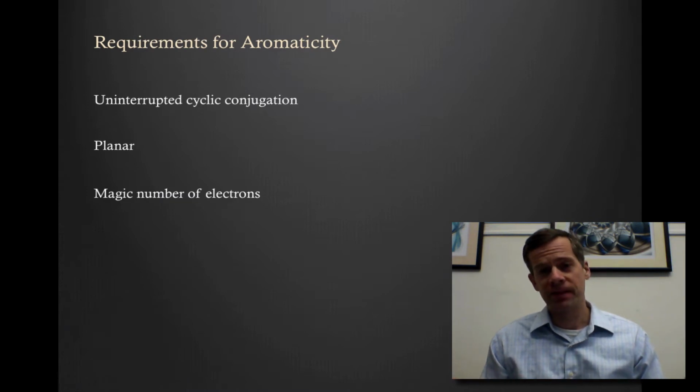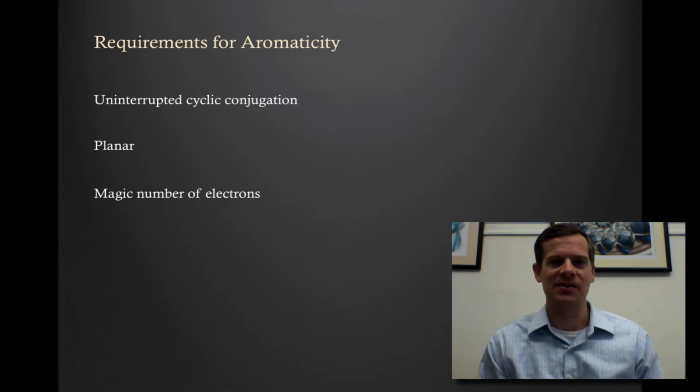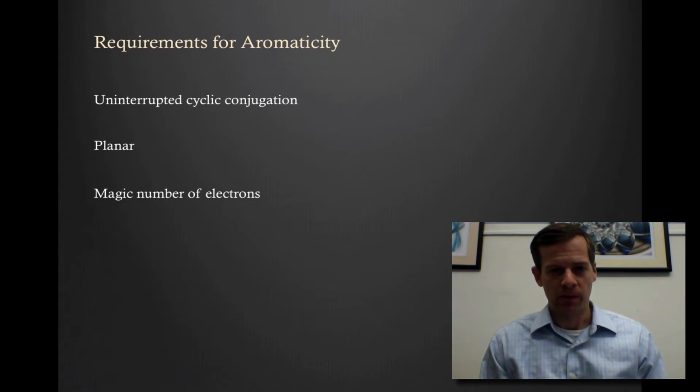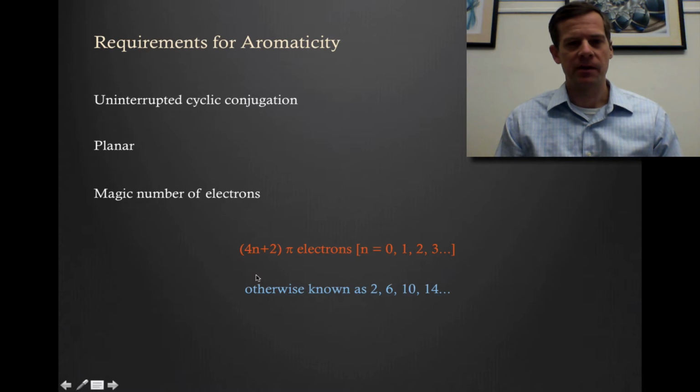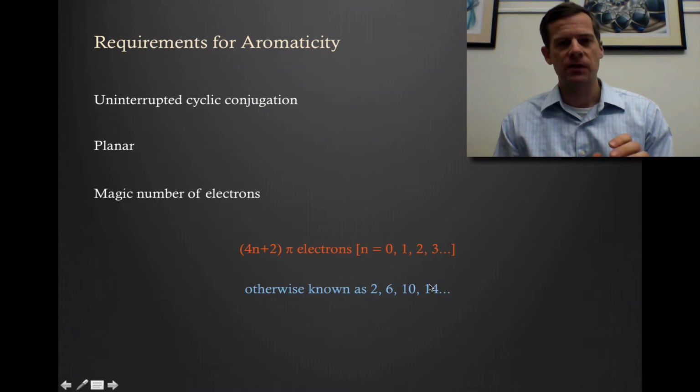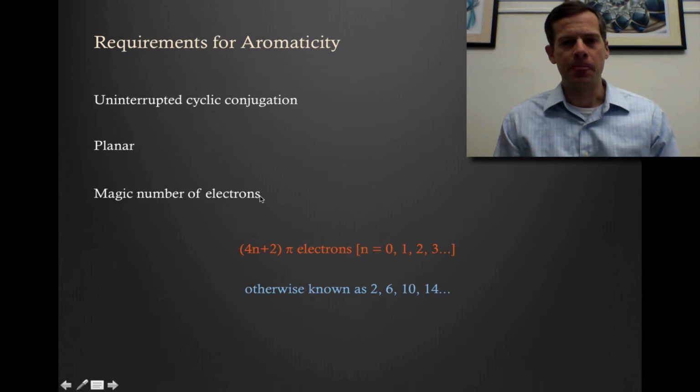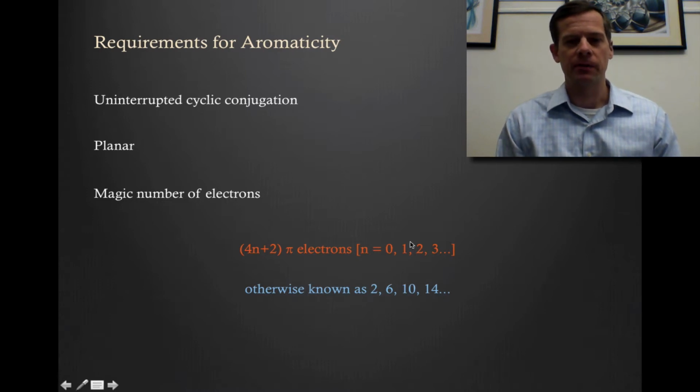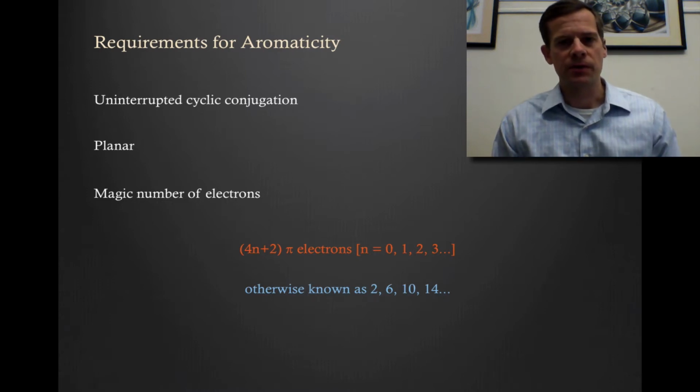And then the third thing you need is this magic number of electrons. Okay, so what is that magic number? Well, it turns out that the magic number is given by this formula, which is 4n plus 2 pi electrons, where n can be 0 or any integer. Okay, so what that equates to then is that if you have 2, 6, 10, 14, etc. electrons in this uninterrupted cyclic conjugation that is planar, then you're going to achieve aromaticity. Okay, so that's the magic formula for the number of electrons. So let's walk through each of these things in a bit more detail.